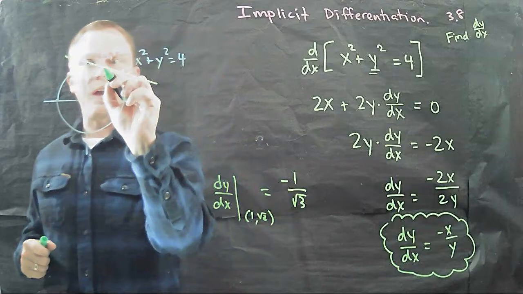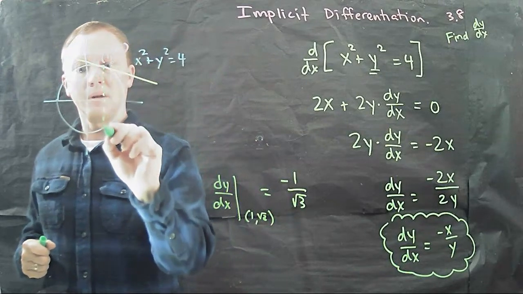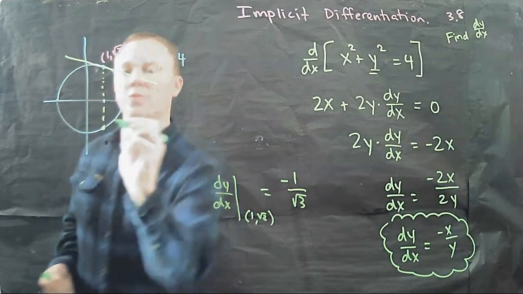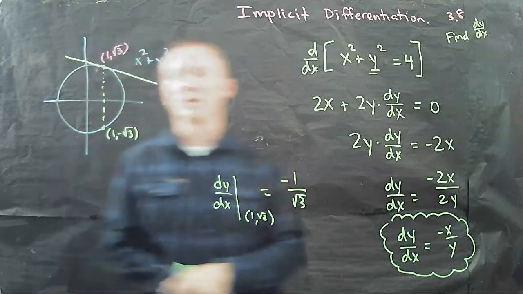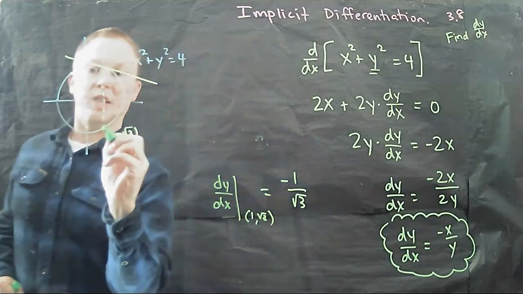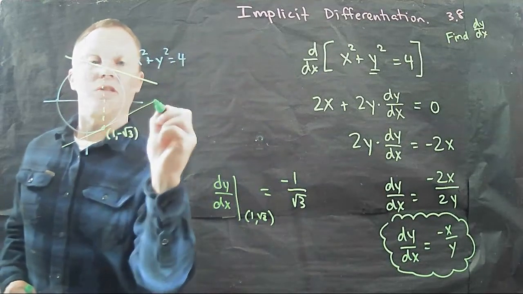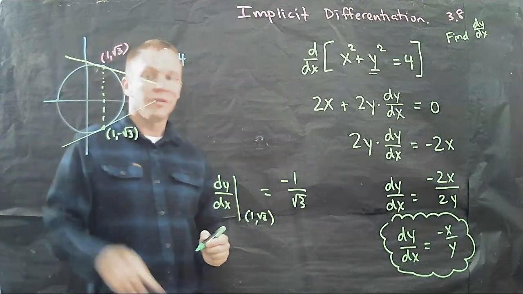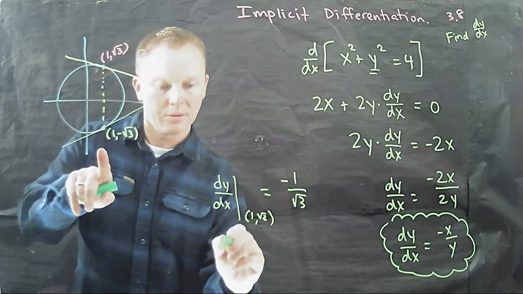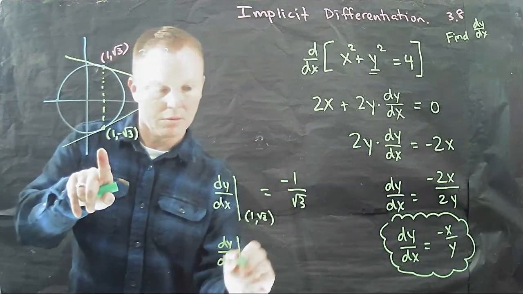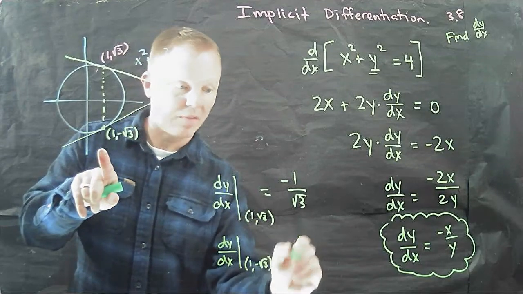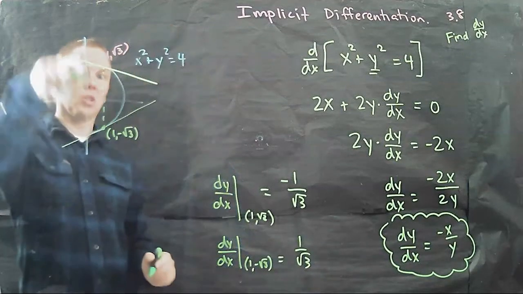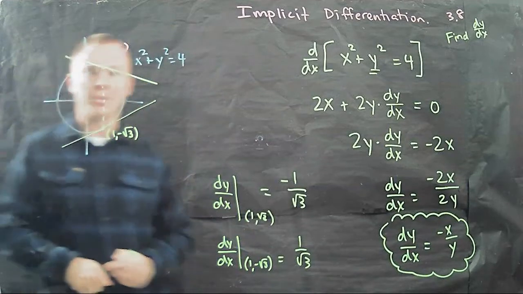Consequently, if you go down here and you put a dot right there, which would be at, I guess, 1, negative radical 3, correct? And we looked at the slope of the tangent line right there, what's it going to be? It's going to be positive 1 over radical 3. So these two slopes are opposites, okay?